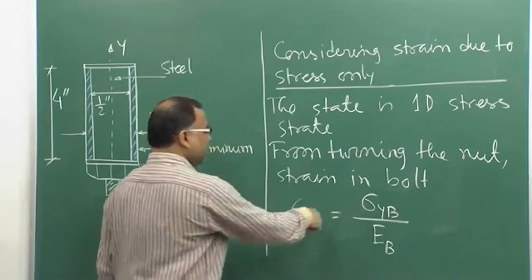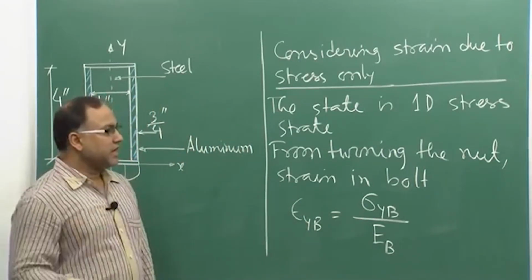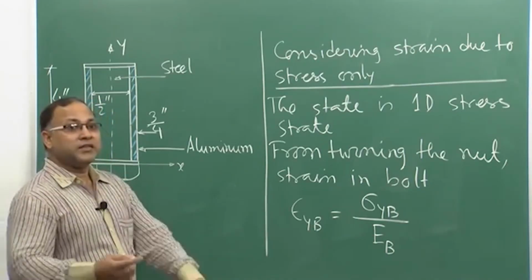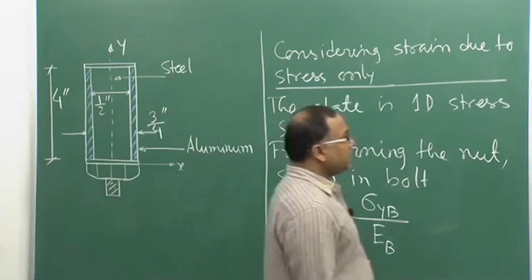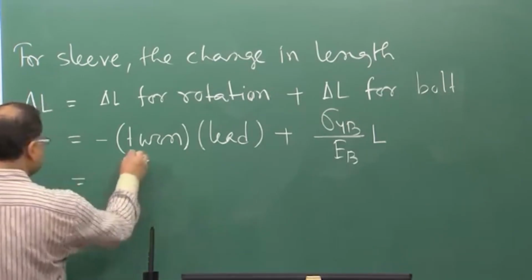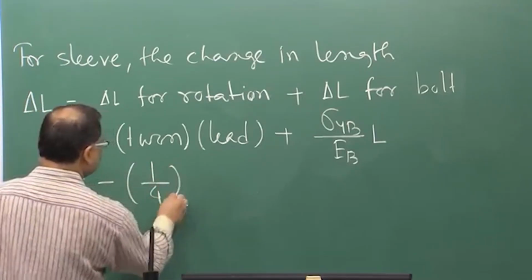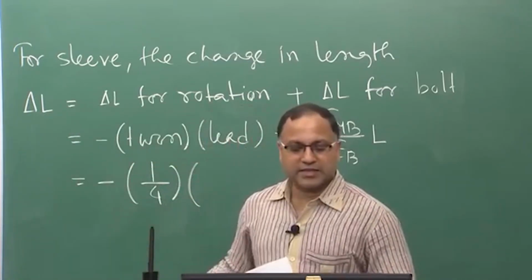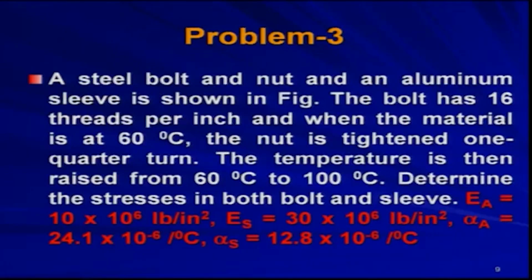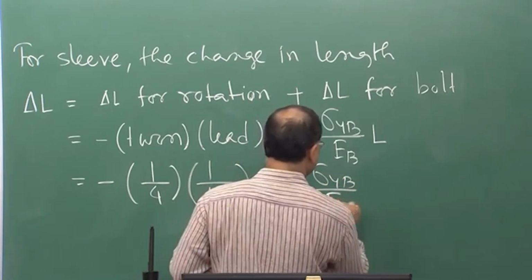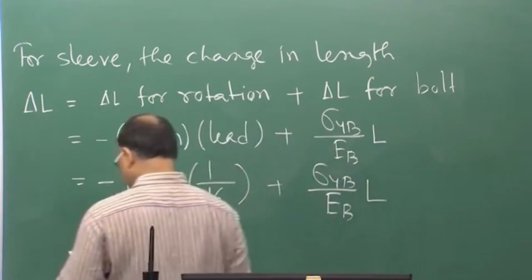Sigma y b over E b is nothing but your epsilon y b, that is the strain in the bolt. The same amount of strain will be happening in the sleeve as well, otherwise you will be getting the discontinuity or the gap, right. And this much of deformation, or the change in length, is happening due to the rotation of the nut. This has been given as 1/4 turn, and it is given in the problem that the bolt has 16 threads per inch. So, 1/16, that is the lead, plus sigma y b over E b times L.